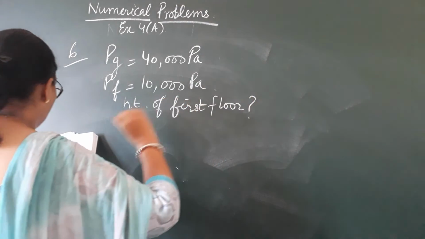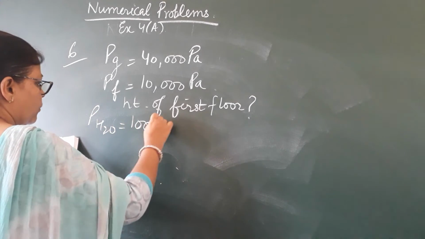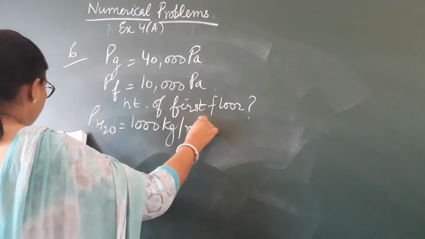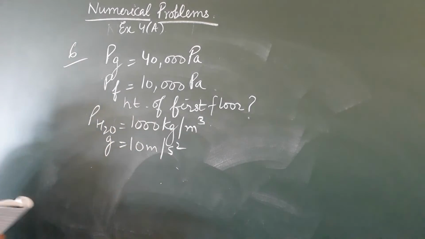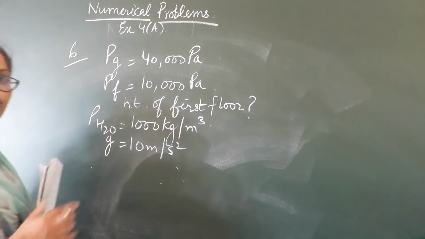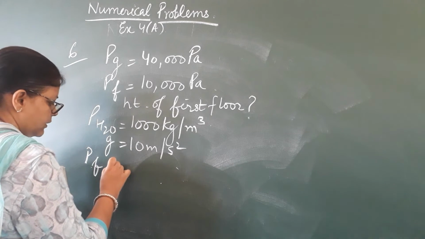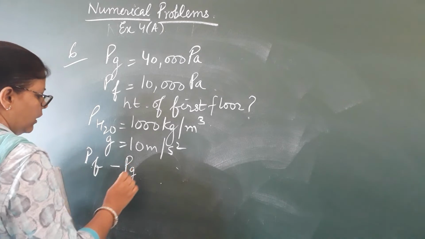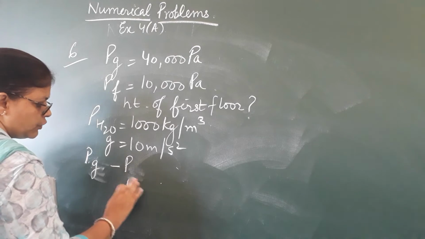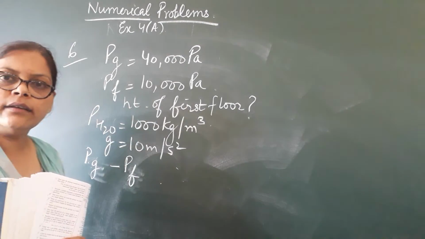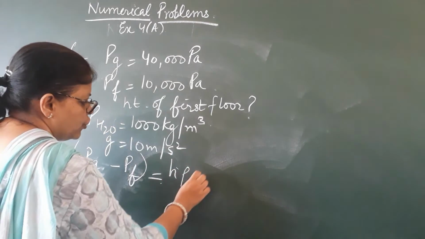The density of water is given to be 1000 kg per cubic meter, right children? And you have been given the value of g, that is 10 meter per second square. Now this is a question of pressure on the ground floor and the first floor. So what we will do? We will say pressure on ground minus the pressure on the first, because we know as the height increases, the pressure reduces. So pressure on ground minus pressure on first is equal to h rho g.